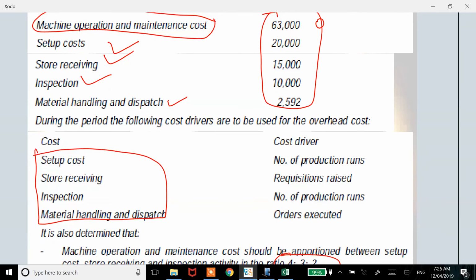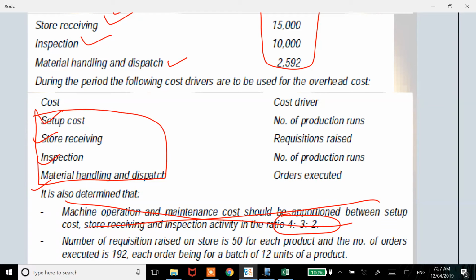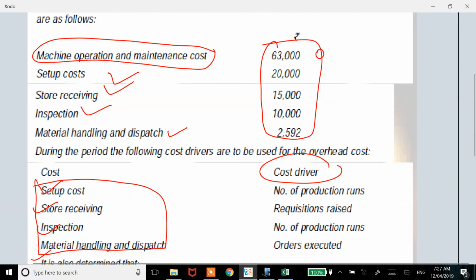So ideally I would want only these 4 costs. I don't want anything more than this. I want only 4 costs. In some questions, if they don't give you this data point, then machine operation and maintenance will also be an activity, and for that the cost driver will be machine hours. I don't have information, so I will write machine hours in case they don't give you the data point.